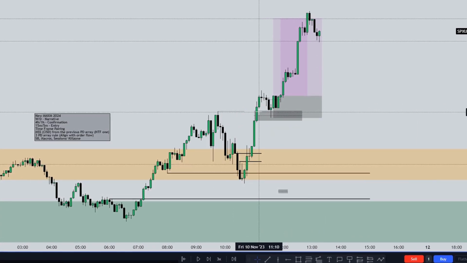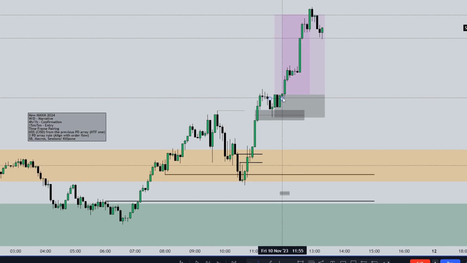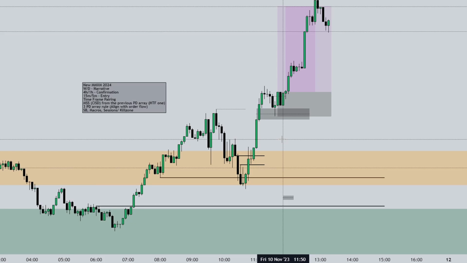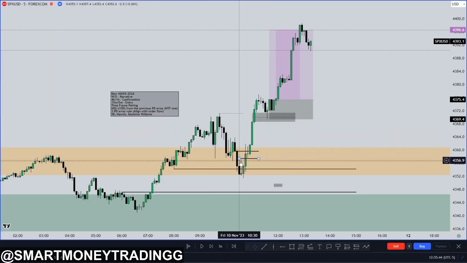That's your first PD array. This is your second PD array, and then this is your third PD array. That's 3 PD arrays aligning with the 3 PD array rule. It's in a macro, and you had a change in the state of delivery with the market structure shift. Usually that is very powerful, confirming to you that order flow is indeed bullish, and that's what will happen here.